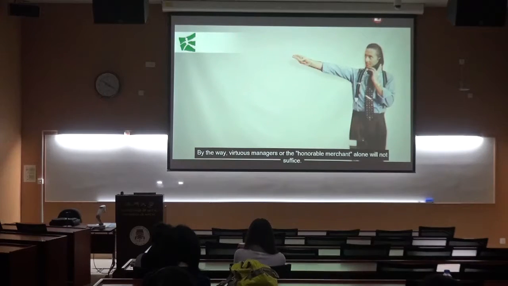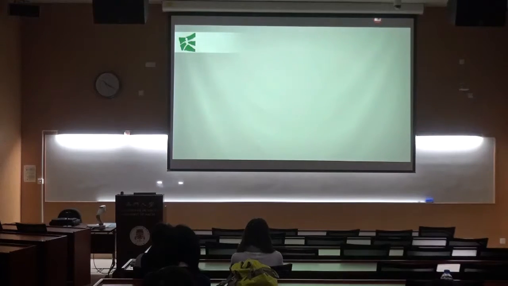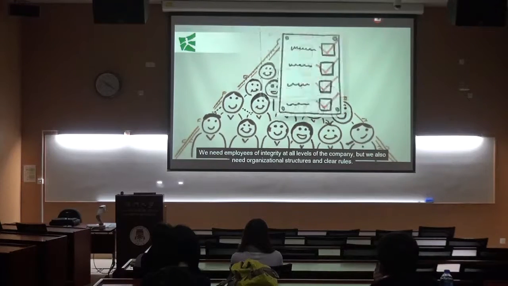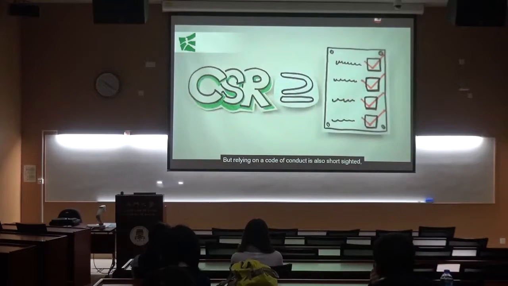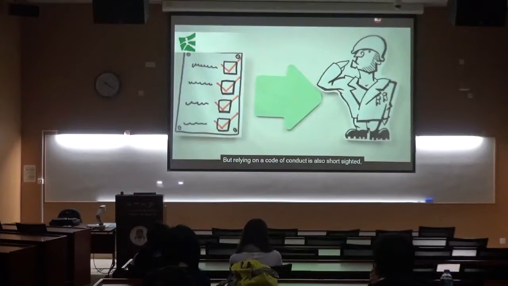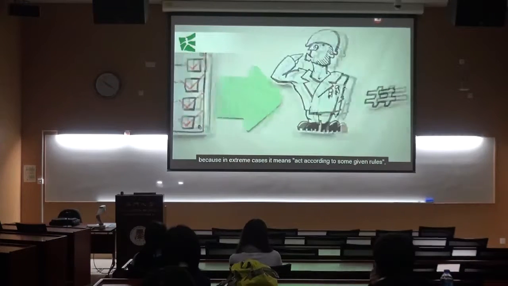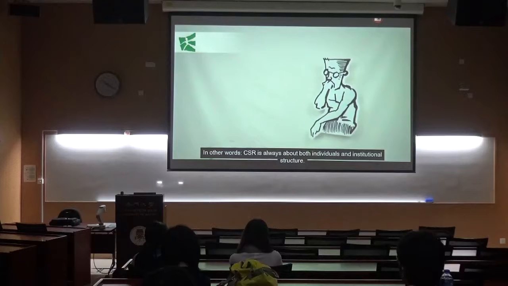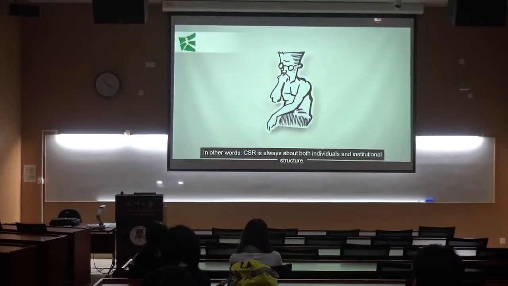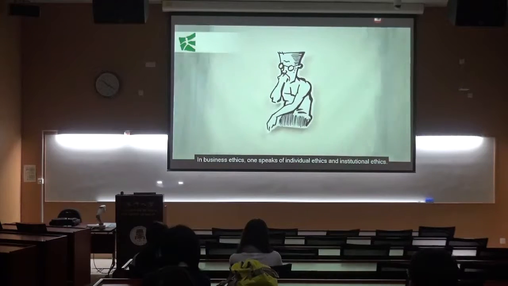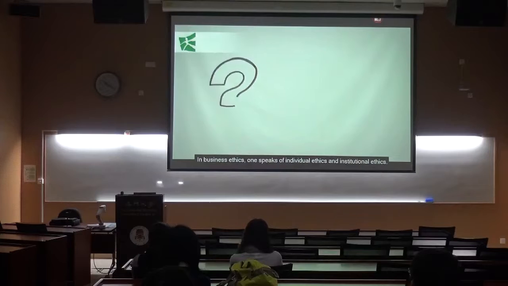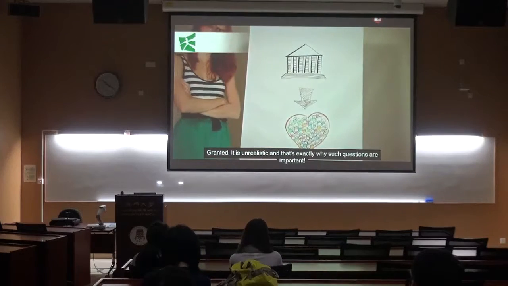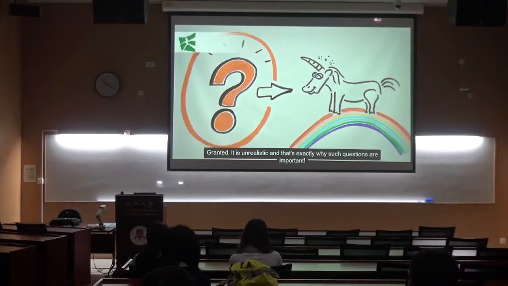By the way, virtuous managers or the honorable merchant alone will not suffice. We need employees of integrity at all levels of the company, but we also need organizational structures and clear rules. But relying on a code of conduct is also short-sighted, because in extreme cases, it means act according to some given rules, which is the opposite of ethical reflection, namely actual thinking about good and evil, right and wrong. In other words, CSR is always about both individuals and institutional structure. In business ethics, one speaks of individual ethics and institutional ethics. But isn't that unrealistic? Shouldn't the state do more to promote a good and fair society? Granted, it is unrealistic, and that's exactly why such questions are important.